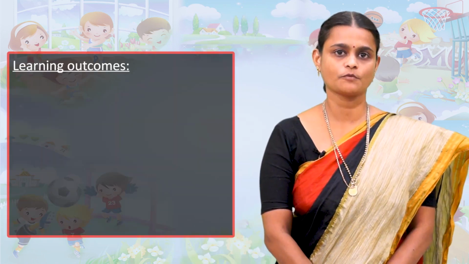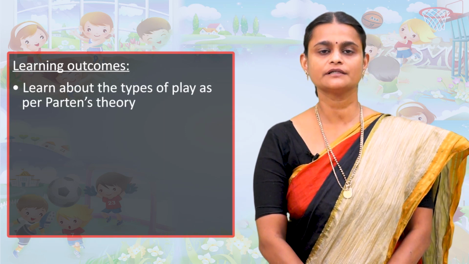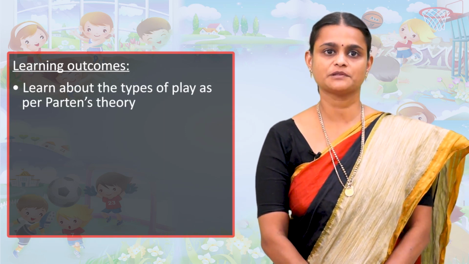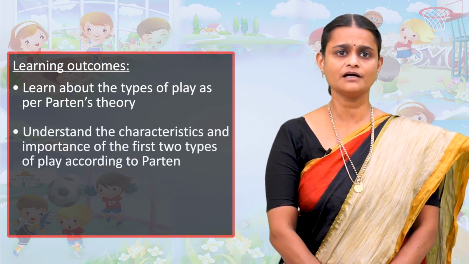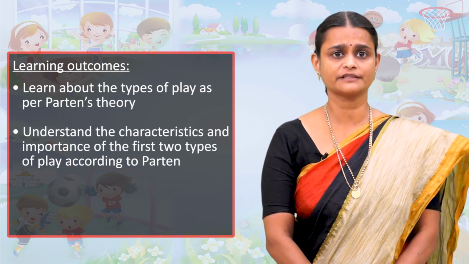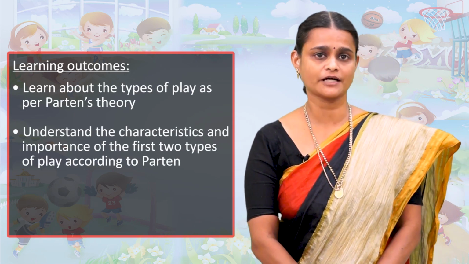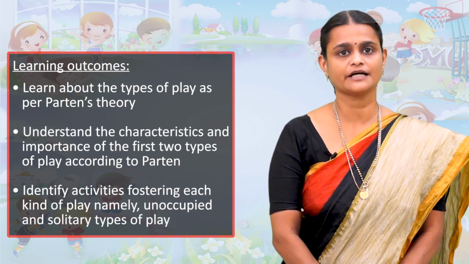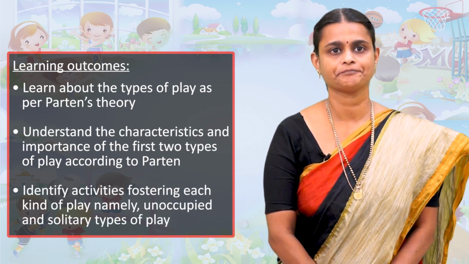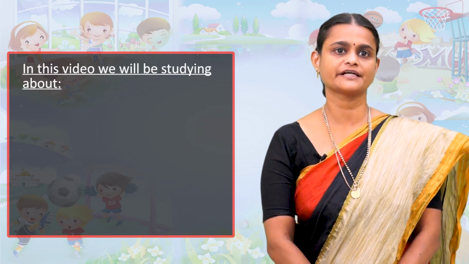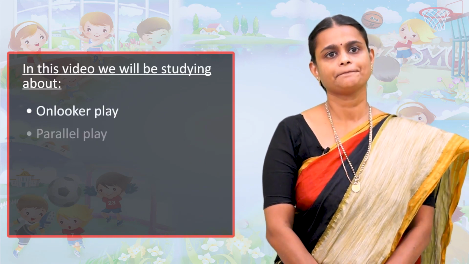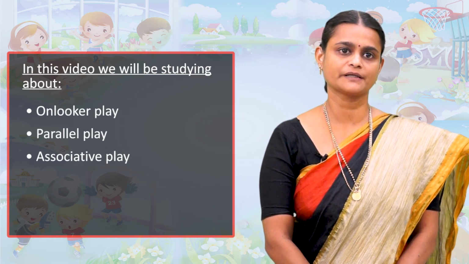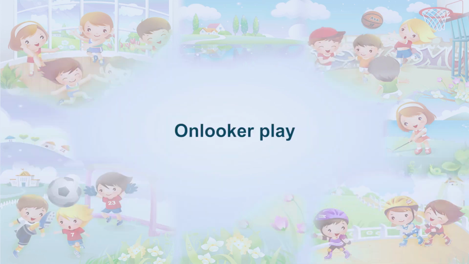At the end of this module, you will be able to learn about the types of play as per Parten's theory, understand the characteristics and importance of the rest 4 types of play according to Parten, and identify activities fostering each kind of play that we have studied. In this video, we will be studying about onlooker play, parallel play, associative play and cooperative play.